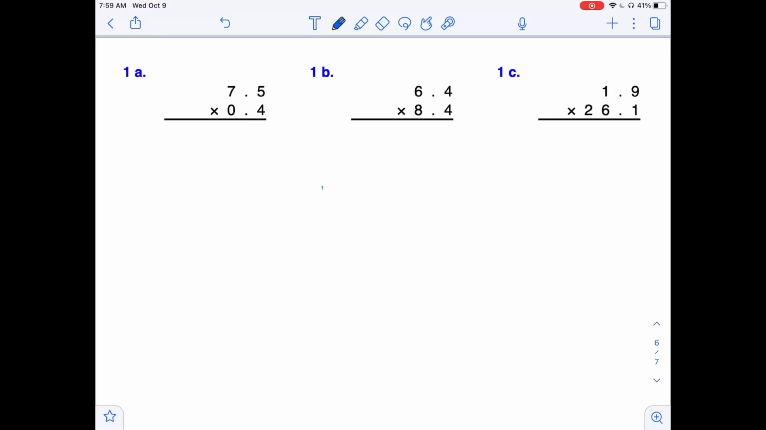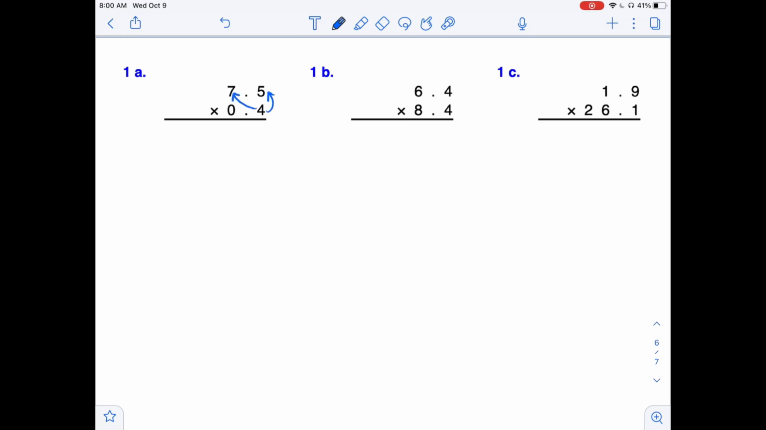Hey everyone, so my short on multiplying decimals was pretty well received, so I figured I would do a longer version here to flesh out a few more details. So let's start with 1a, 7.5 times 0.4. So the first thing we do is pretend the decimals don't even exist. And then we're going to multiply the 4 times the 5, and then the 4 times the 7.